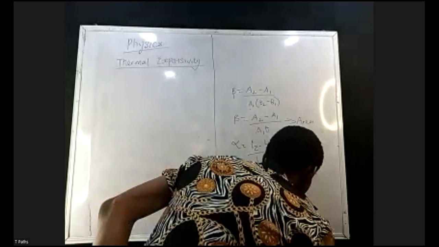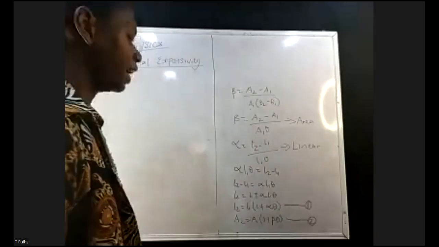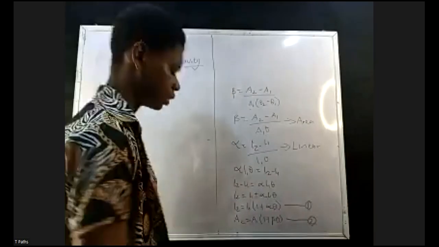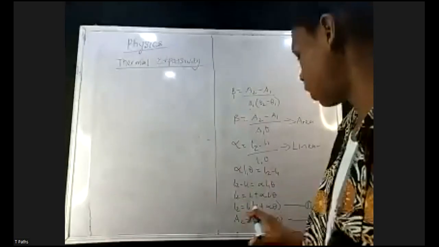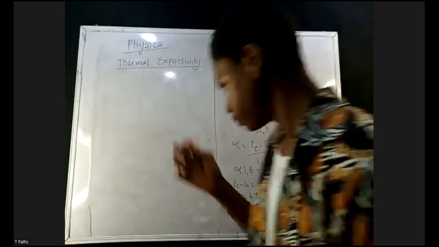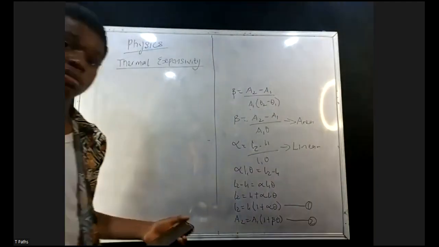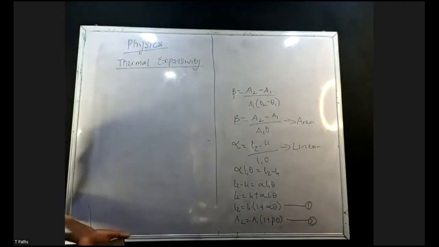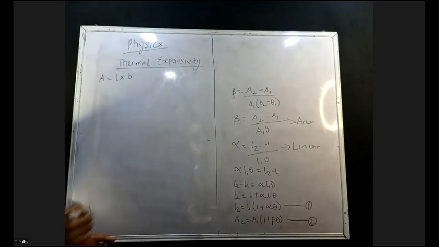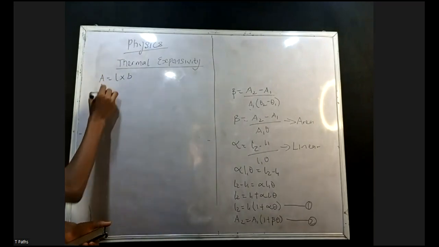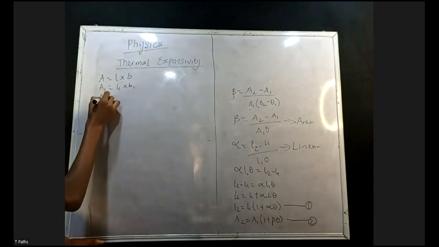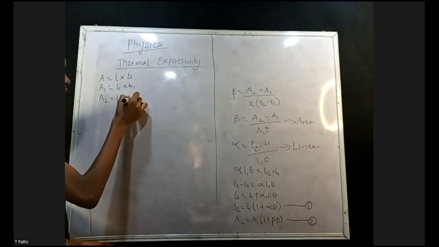So I can just name these two. I got this from linear expansivity and this from my area expansivity. Don't forget, what I'm trying to look for is the relationship between area expansivity and linear expansivity. If you remember mensuration in secondary school mathematics, area is length times breadth. So I can say A1 is equal to L1 times B1. Are you agreeing with me? And I can also say A2 is equal to L2 times B2.